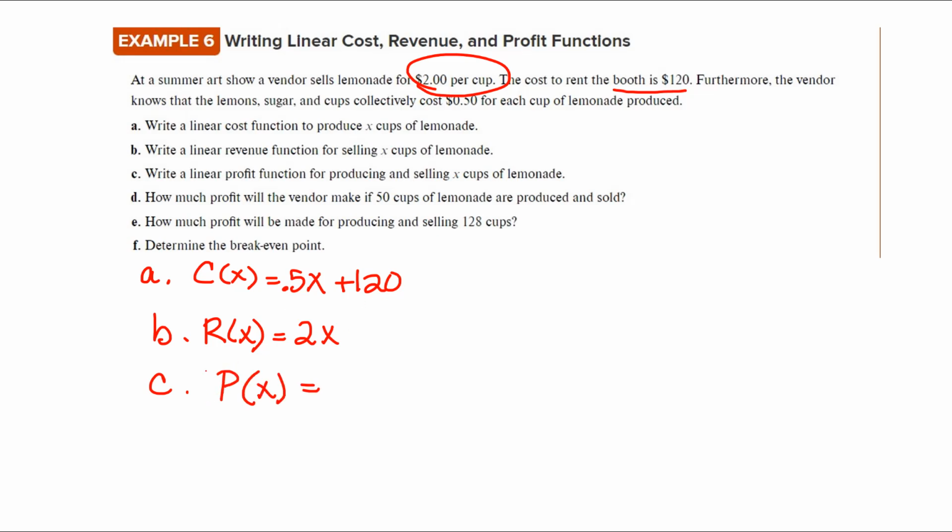Part C, write a linear profit function for producing and selling X cups of lemonade. The profit function is equal to the revenue, the amount of money I make, minus C of X, the amount of money I had to spend. So all I'd have to do is just subtract 2X minus the cost, 0.5X plus 120. So the profit function, 2X minus 0.5X is going to be 1.5X, and then minus 120. So that's going to be my profit function.